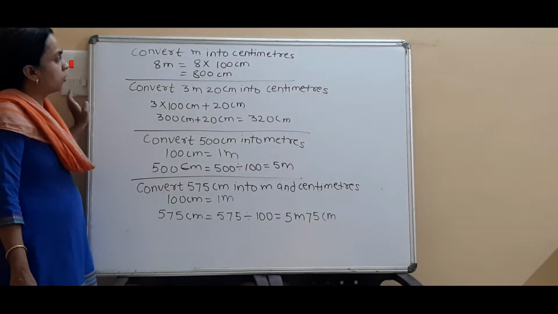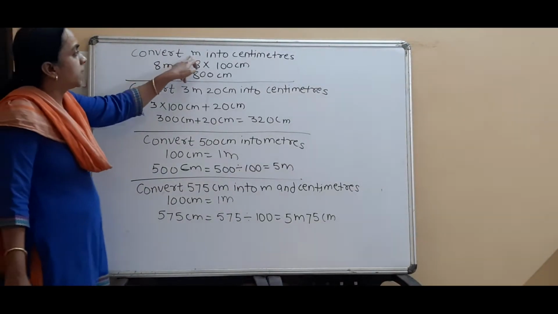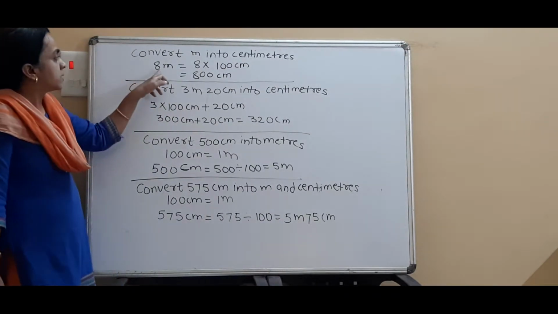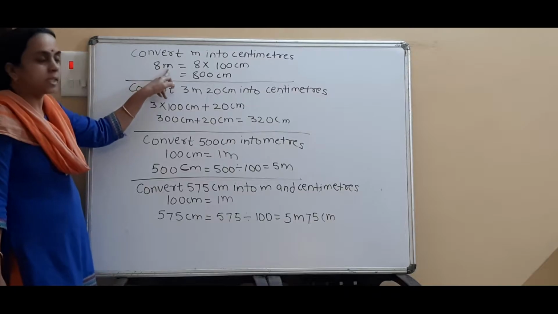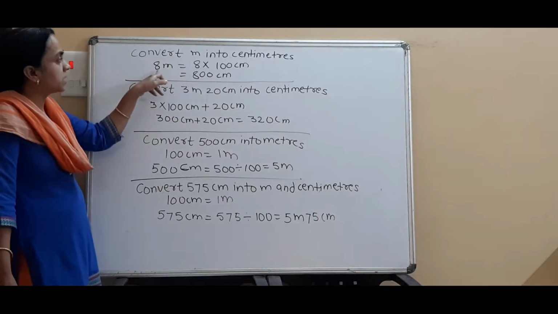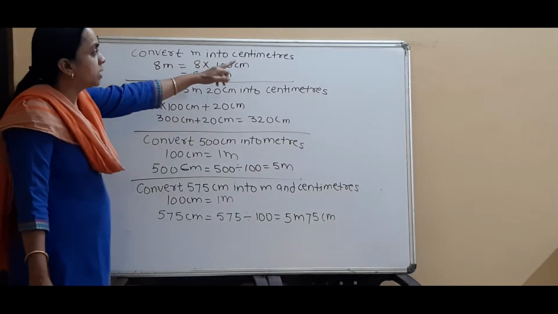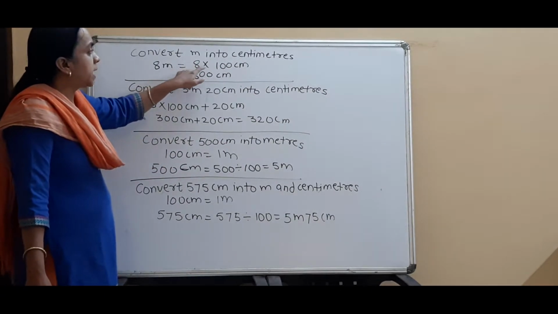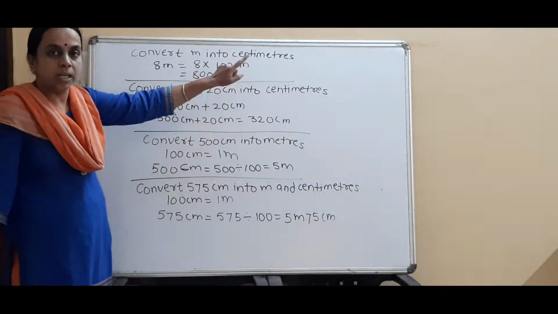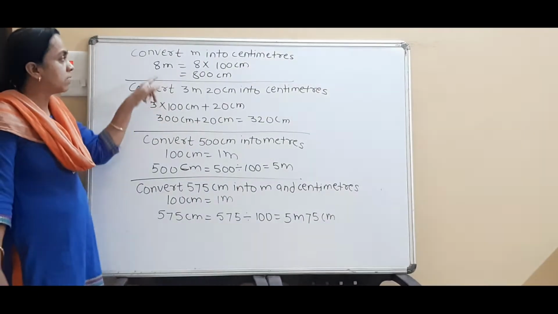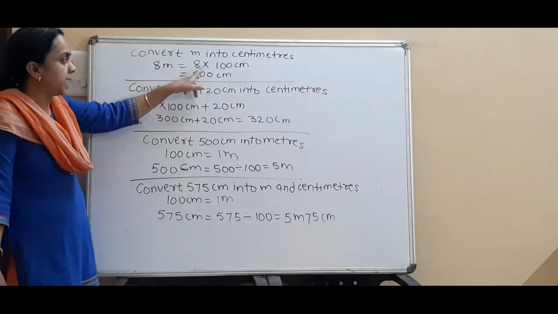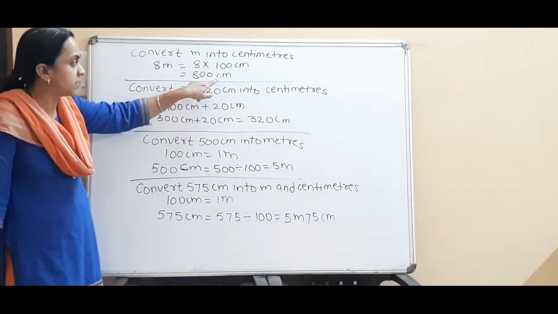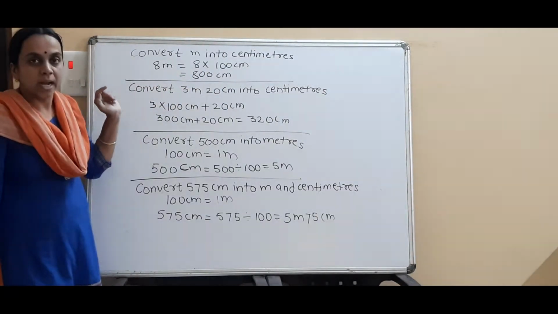Now how we can convert meters into centimeters? That we have to see. Suppose 8 meter is given, and our question is to convert this 8 meter into centimeter. So what we can do? We can do 8 multiplied by 100 centimeter, because 100 centimeter equal to 1 meter. So 8 multiplied by 100. 100 8s are how much? 800. 800 centimeter is our answer.